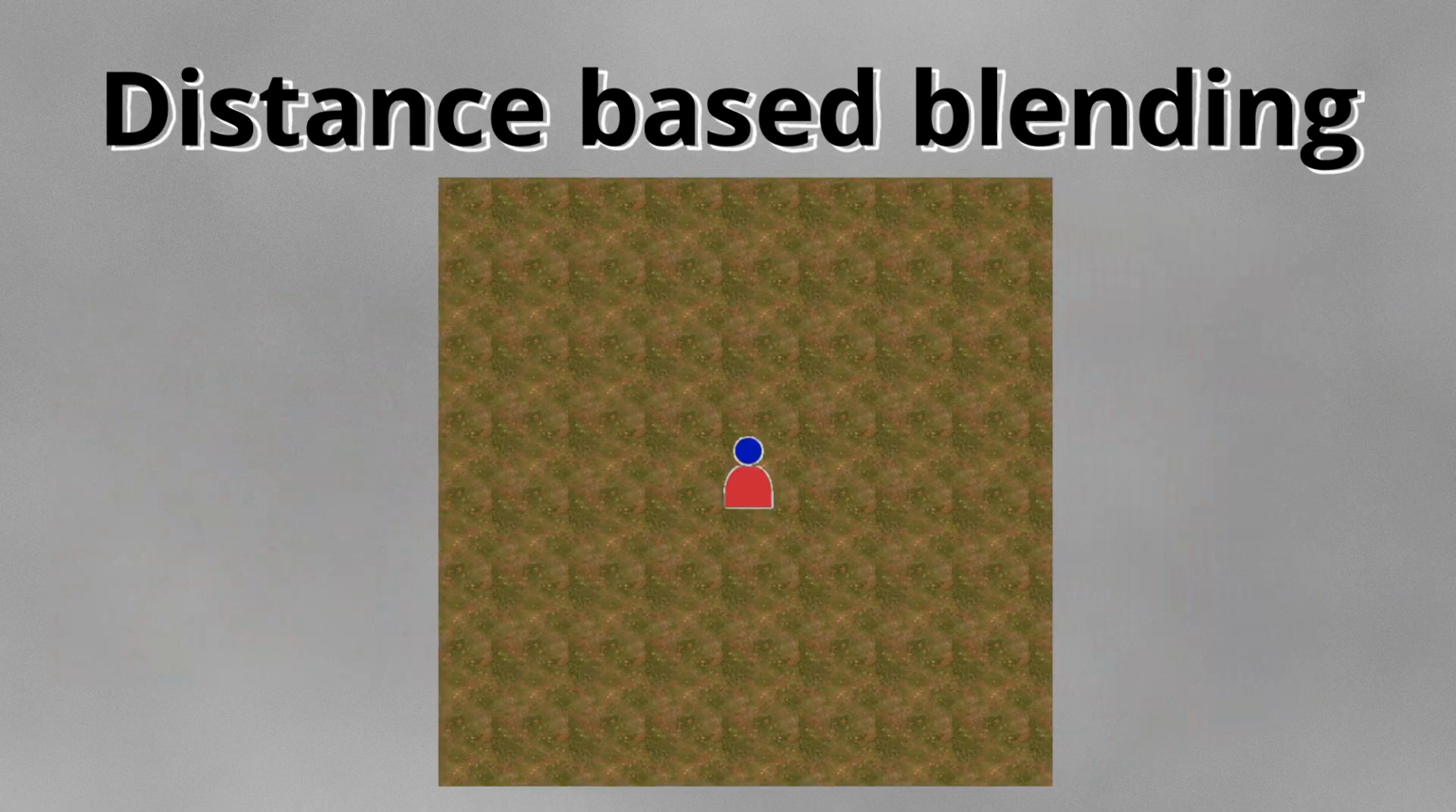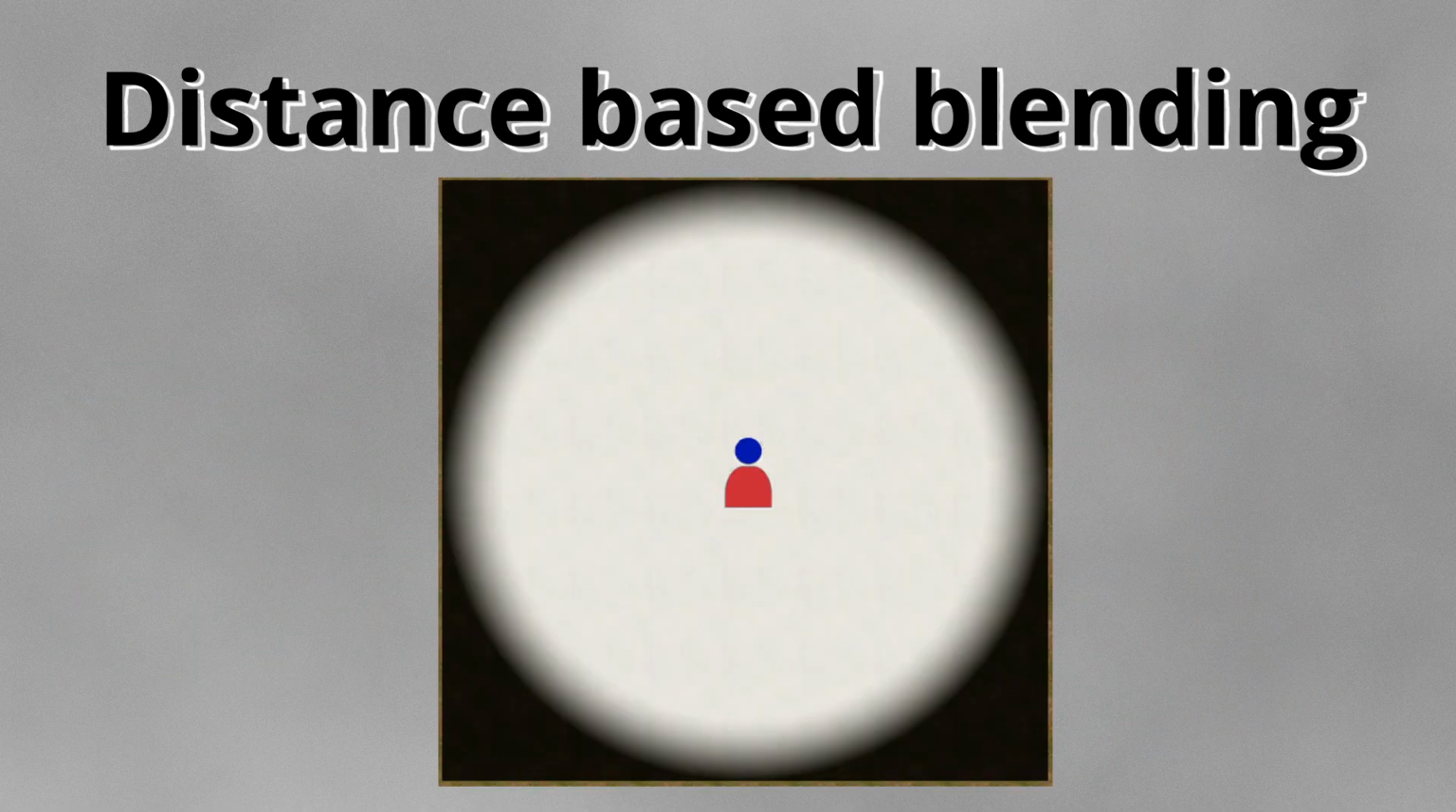For example, if the player is here, we create a mask like this around the player. So here everywhere is white. We are going to put the texture which is smaller, and in the black part, we are going to put the bigger texture. One important thing that you should note here is that we have a slow transition from white to black, and the length of this transition is really important, so the player will not notice any discontinuity in the terrain.